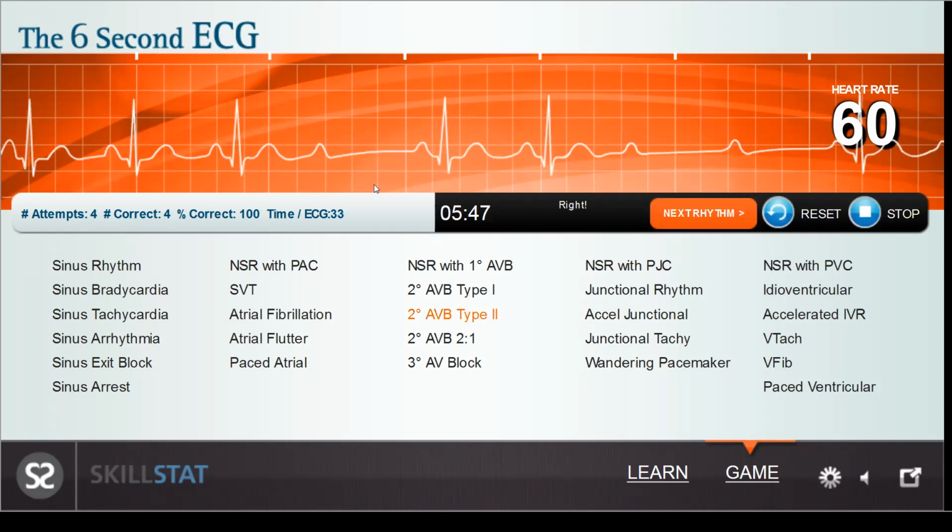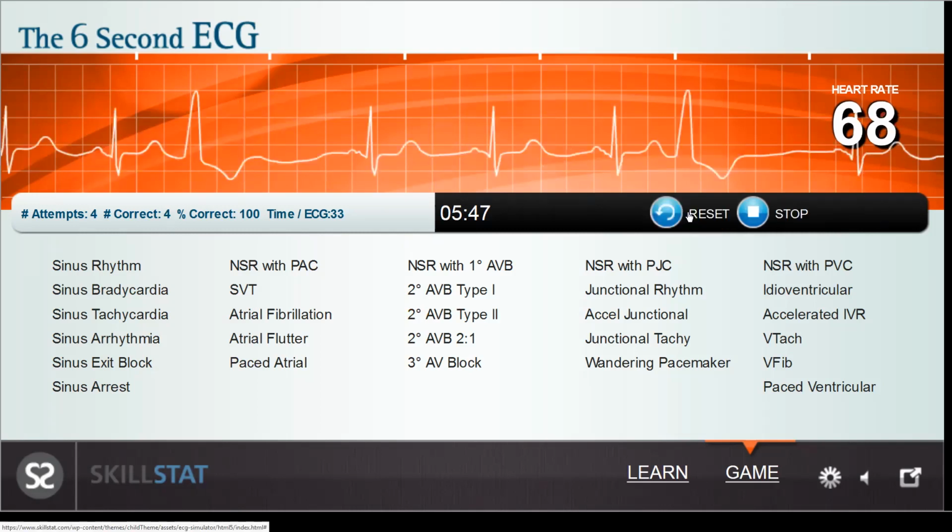So again, when you have more P waves than QRSs, determine if the PR intervals are constant. And if the answer is yes, it's type 2 and you're done. Treatment is a pacemaker. So this patient would need a pacemaker.